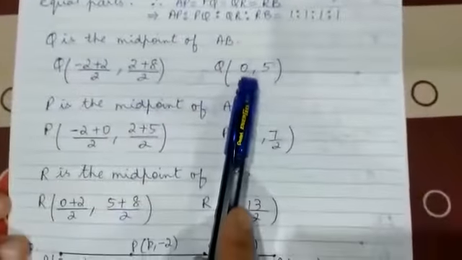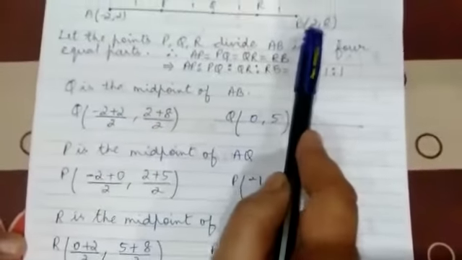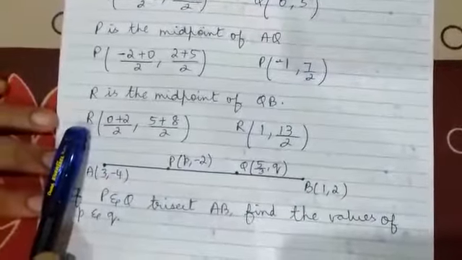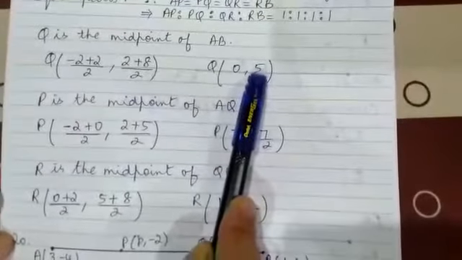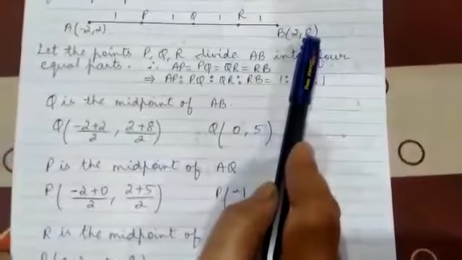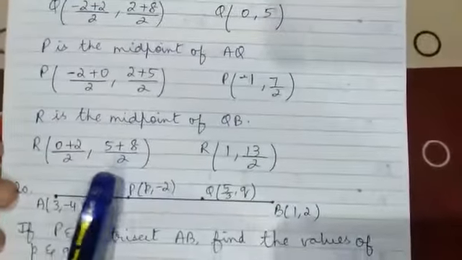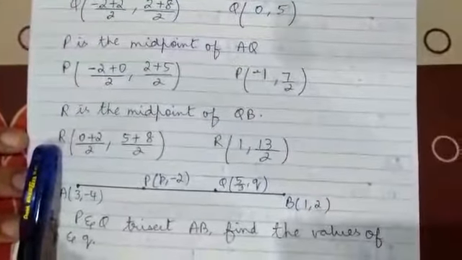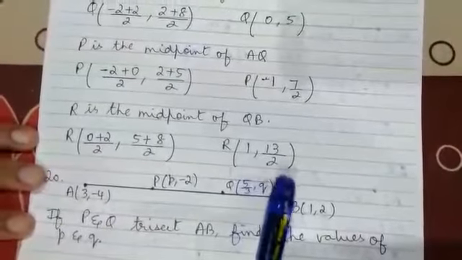So see here, we have the coordinates of Q here. (x1 plus x2) by 2, (0 plus 2) by 2 will be the x coordinate of R. And (y1 plus y2) by 2, (5 plus 8) by 2 will be the y coordinate of the point R. So we have the coordinates of R here (1, 13/2).